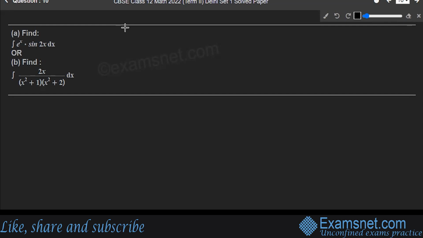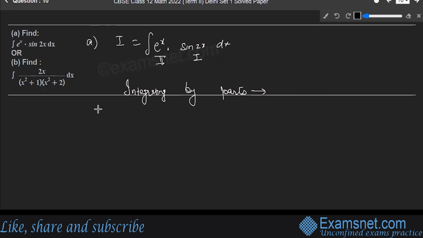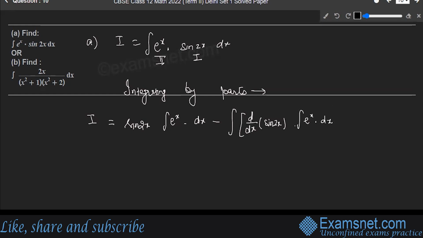Both are integral problems. The A part is the integral, let's say this is equal to I. I'm going to solve the A part. Integral of e raised to power x into sine 2x dx. Let's say this is the first and this is the second function. Now, I'll be integrating using integration by parts. What do you get? This I will be equal to the first function into integral of the second, minus integral of derivative of the first into integral of the second.